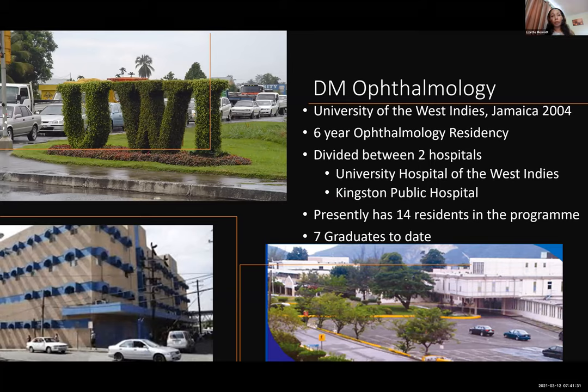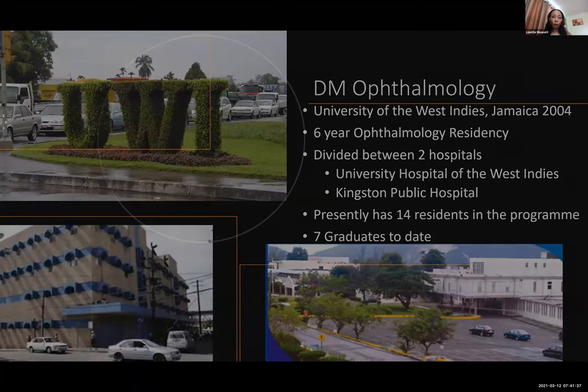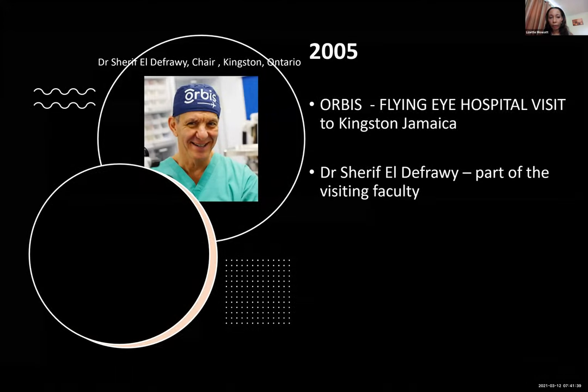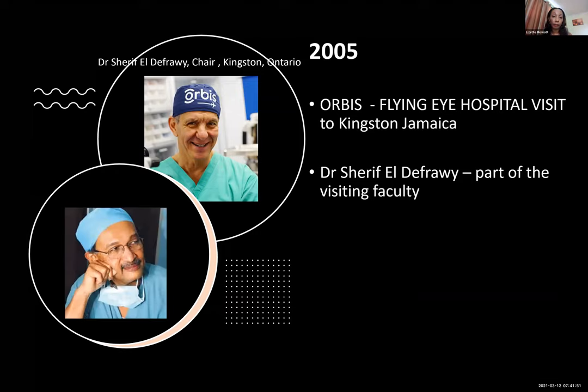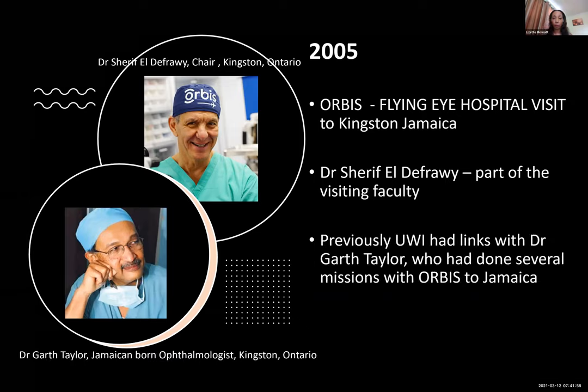So the actual start of the links goes as far back as 2005, when we first met Dr. Sharif Elderfroy. At that time, I believe he was in Kingston, Ontario, and he had made a visit to Jamaica with the Flying Eye Hospital, Orbis. And from there, we started discussions. We also found we had someone in common, Dr. Garth Taylor, who was also an ophthalmologist at Kingston, Ontario, and a Jamaican-born ophthalmologist also.